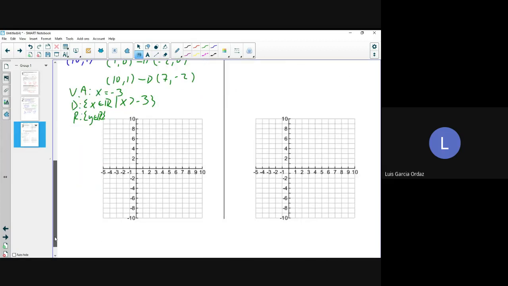Now let's graph the transformed function. We have our asymptote. We have our points, negative 2 and 0, negative 2.9 and 2, and 7 and negative 2. So this is f of x equals negative 2 log base 10 of x plus 3. Is everyone good with this?